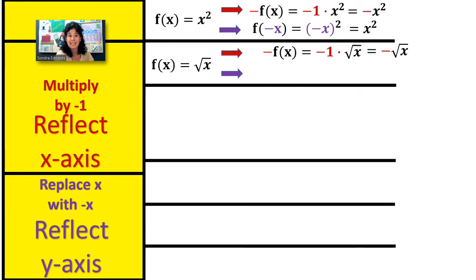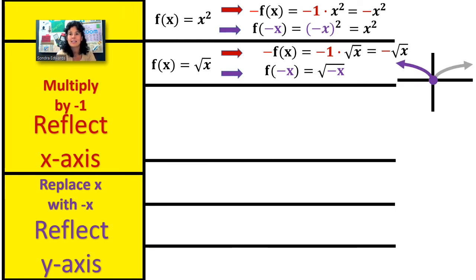Similarly, if we replace the x with -x, rather than multiply root x by -1, we would have the square root of -x. That negative is not going to come out of the root, so that is a replacement. When you see a negative inside of the grouping symbol, that was an x replaced with a -x. And what ends up happening is the square root of x would have been the gray one. If you reflect that across the y-axis, we have the purple one. So y equals the square root of -x is that purple graph.